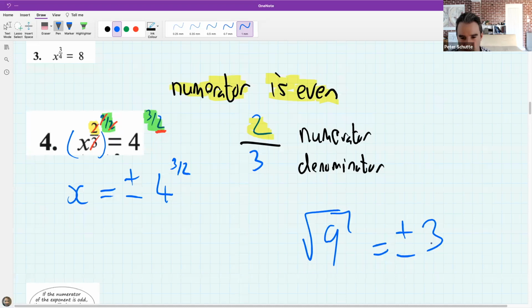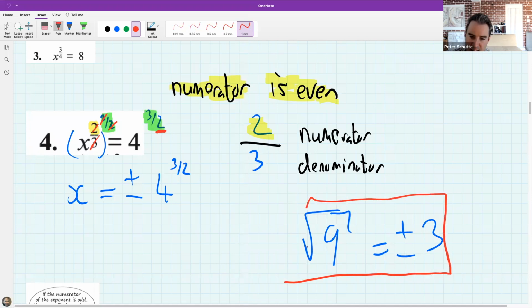Do you get what I'm saying with the square root of 9? Again, just give me some feedback. Does everybody understand the square root of 9 can be plus or minus 3? Okay, awesome.